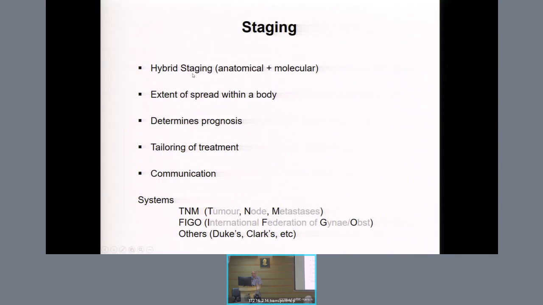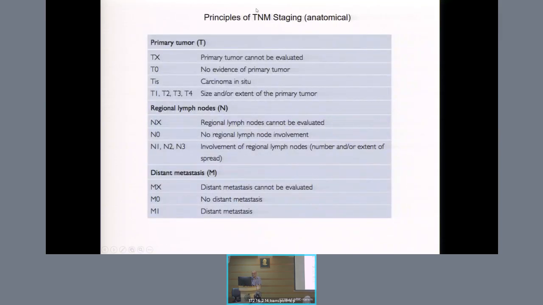Nowadays the staging is done combining both anatomical and molecular markers. So that is called hybrid staging. The system which we follow is the TNM staging. T stands for tumor, N for lymph node, and M for metastasis. Staging is also used for gynecological cancer. In simple form, T means size of the tumor. What is the size of the primary tumor? If it cannot be evaluated, or there is no evidence of primary tumor, or there is carcinoma in situ, it is Tis.